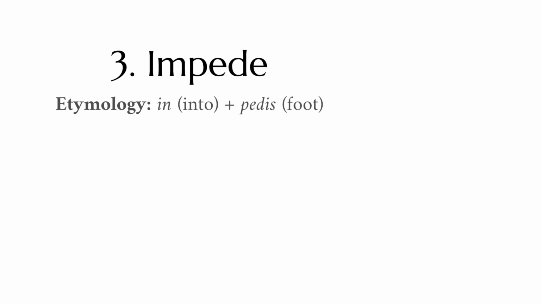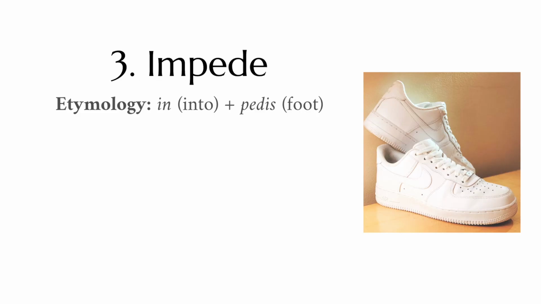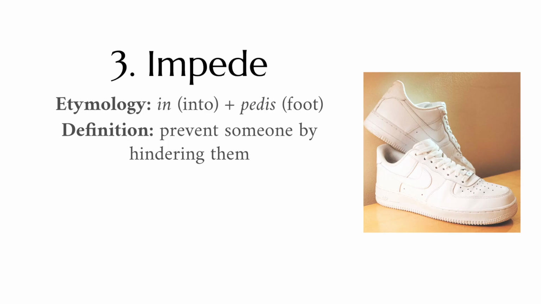Okay, word number 3 is impede, and the etymology of impede is in, meaning into in Latin, and pedis, which means foot in Latin. So here's a picture of a shoe to help you remember the meaning of impede. And this basically means to prevent someone by hindering them. So you're kind of stepping in their path, I would say. It's a good way of thinking of it.